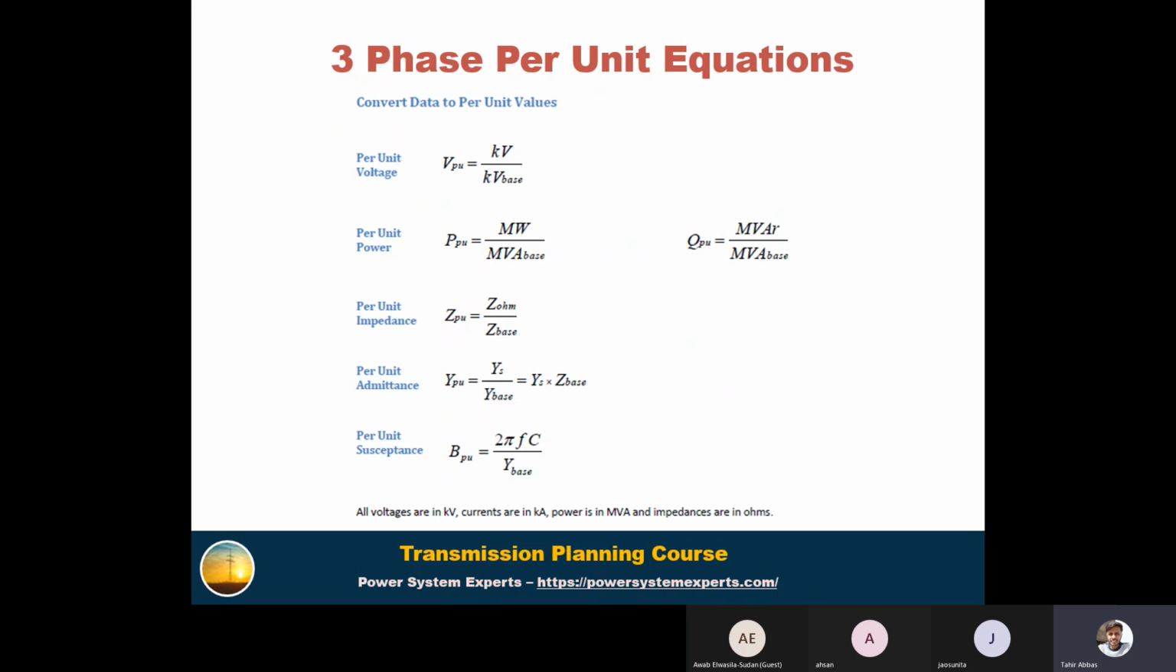Next thing is per unit impedance. Z per unit is Z in ohms divided by the Z base value, and similarly Y per unit we calculate by dividing by the Y base. The next important thing is the susceptance, because in PSSE, the transmission line parameters that we enter are R, X, B: resistance, reactance and susceptance. Susceptance is the reciprocal of the charging reactance. So you calculate the C value and multiply by 2 pi f C; that is basically 1 over XC, and the reciprocal of XC is B. That is the actual B, and divided by its Y base, you can calculate the B per unit.